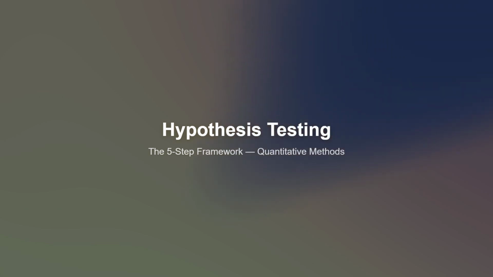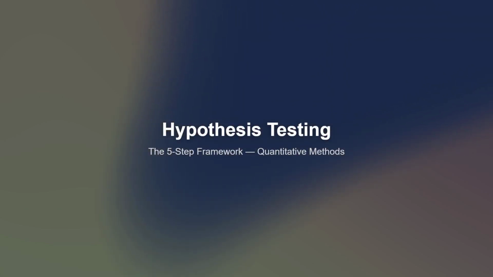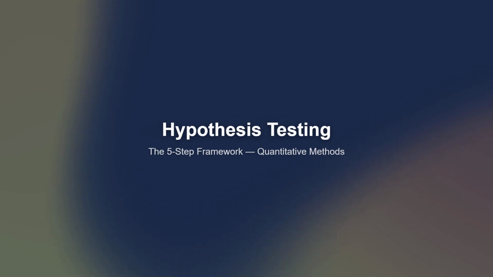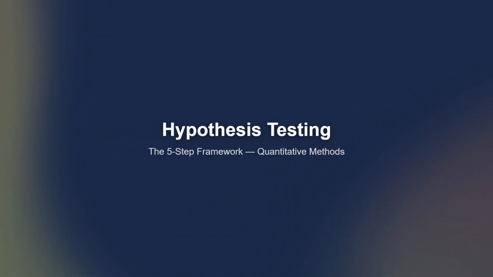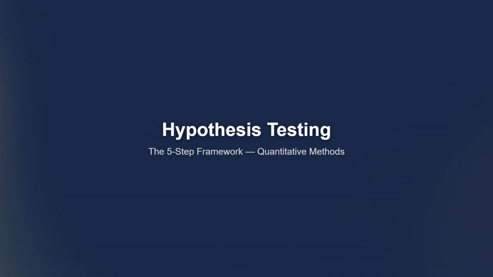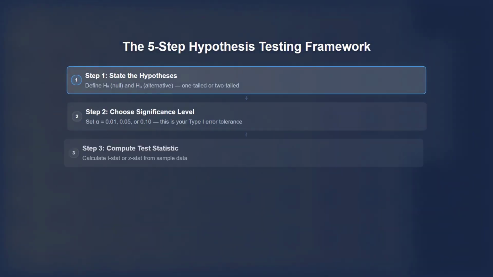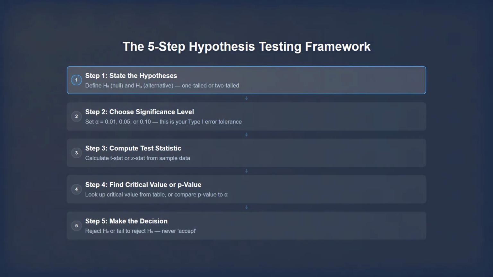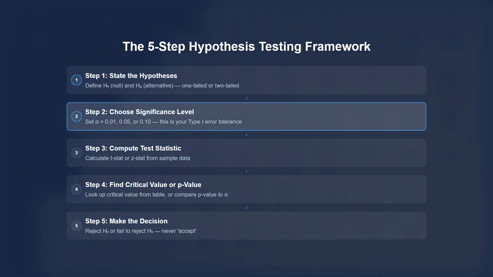One framework, 5 steps, that is hypothesis testing, and the CFA exam tests exactly this framework on every single quantitative methods question that asks you to draw a statistical conclusion. The exam tests exactly one thing here. Can you execute all 5 steps in the correct order without mixing them up?